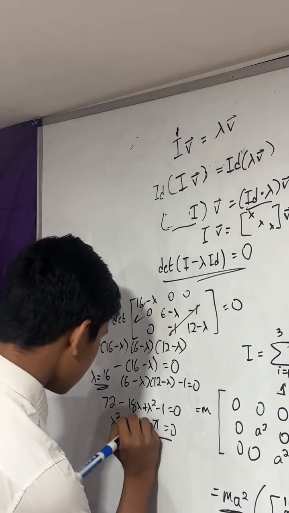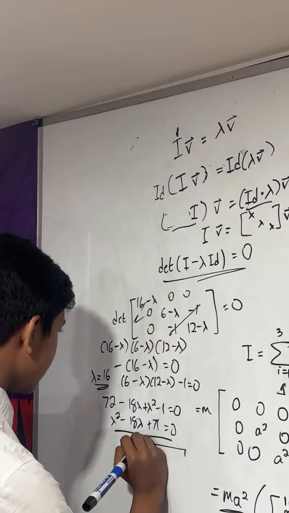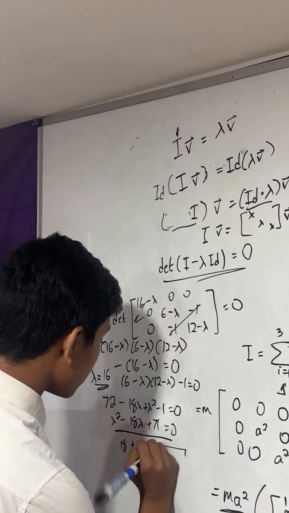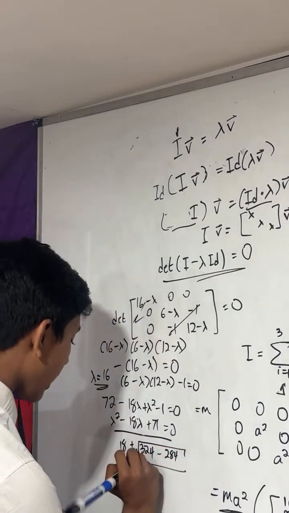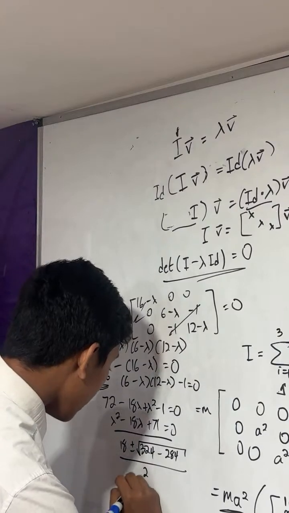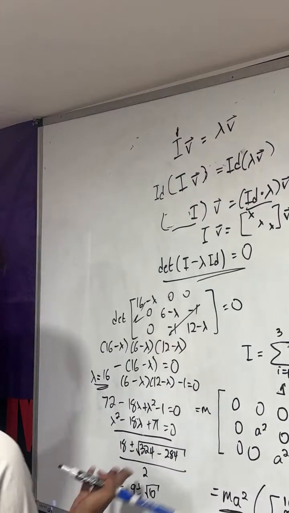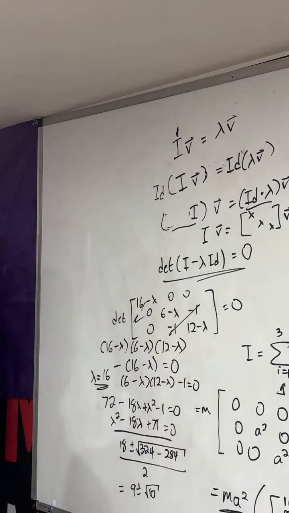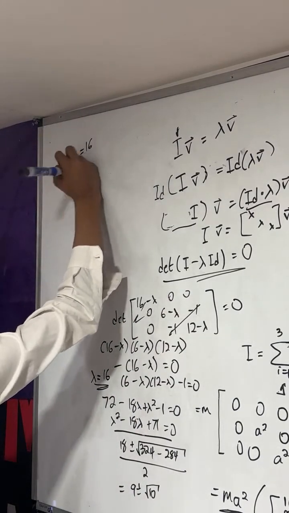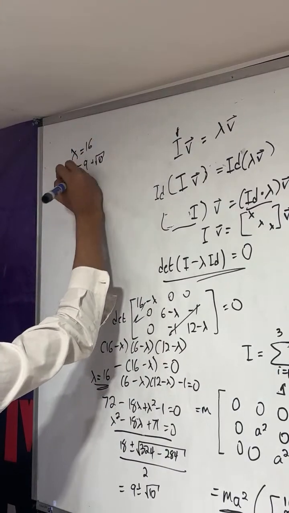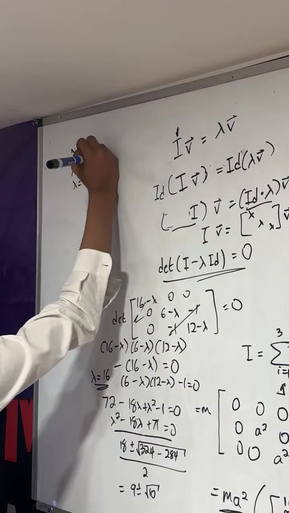This should be lambda, not x. The solutions are 18 plus or minus the square root of 18 squared, which is 324, minus 4 times 71, which is 284, divided by 2a. So you get 9 plus or minus the square root of 10, since this is 40, and of course the square root of 40 over 2 is the square root of 10. Now that means you have 3 eigenvalues: 9 plus root 10 and 9 minus root 10 are the additional eigenvalues.